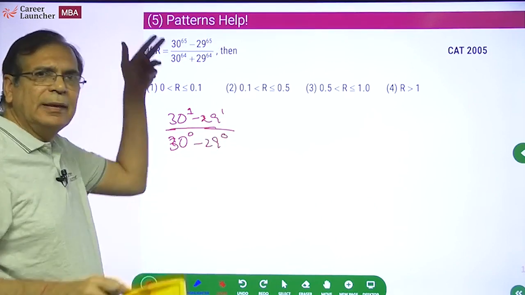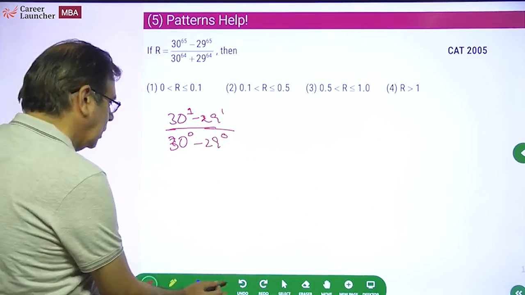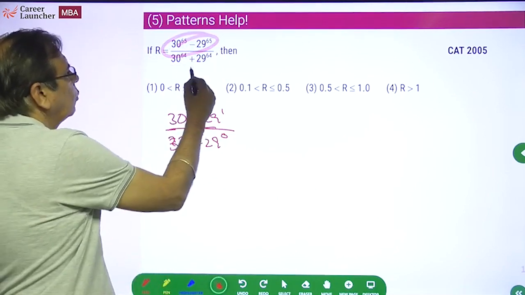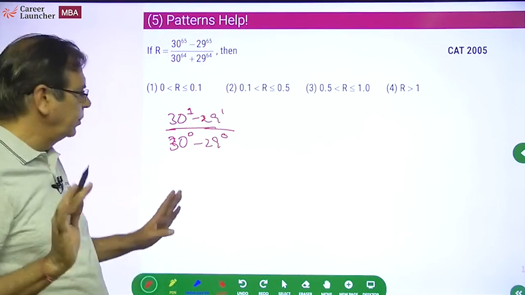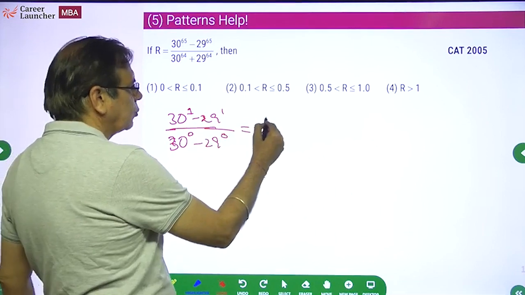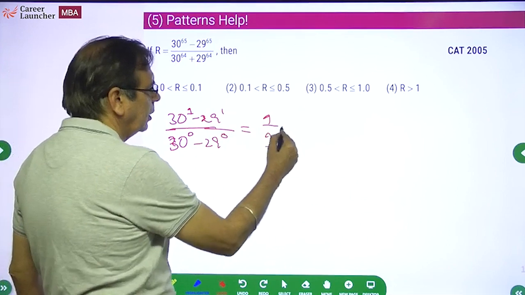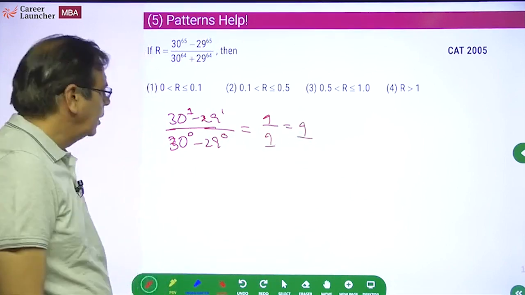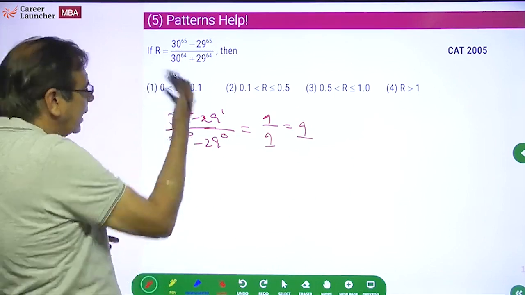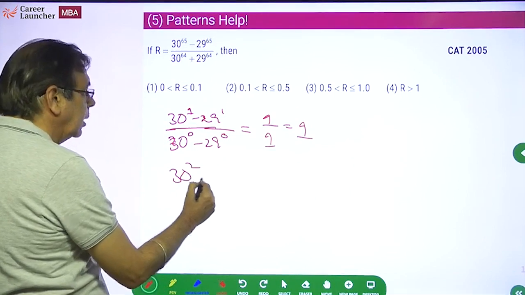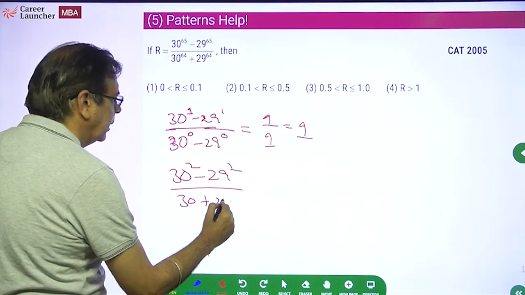What have I done? I created a similar thing. What is common in them? The power in the numerator is 1 more than the power in the denominator, and that's exactly what I have done here also. Okay, so what will this be? 30 minus 29 is 1, and 30 to the power 0 minus 29 to the power 0 is 1. So this is going to be 1. Okay, next, pattern is clear, we need 2 points. So what if I make it the next level, which is 30 squared minus 29 squared upon 30 plus 29.